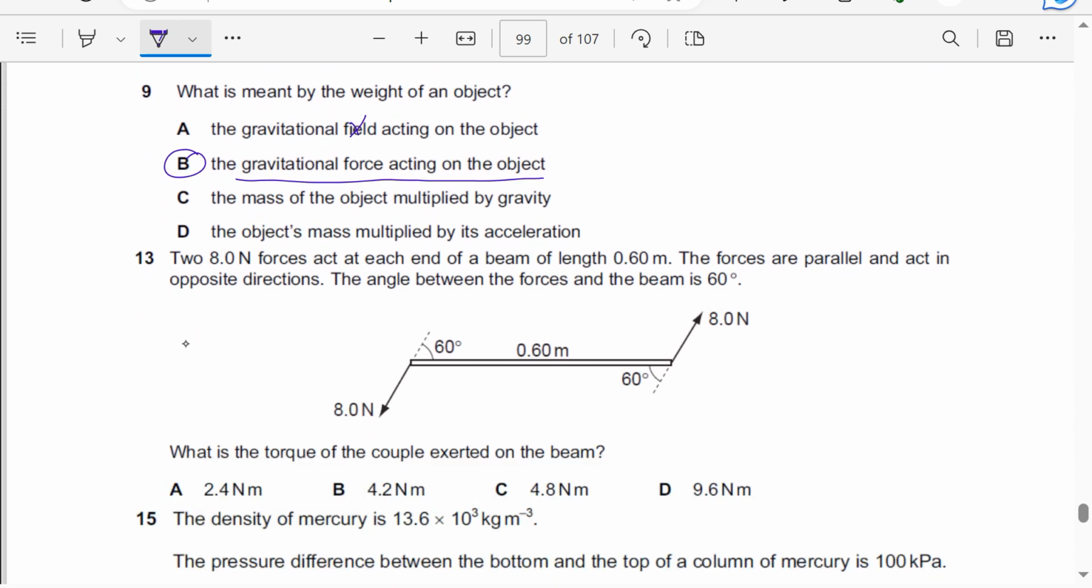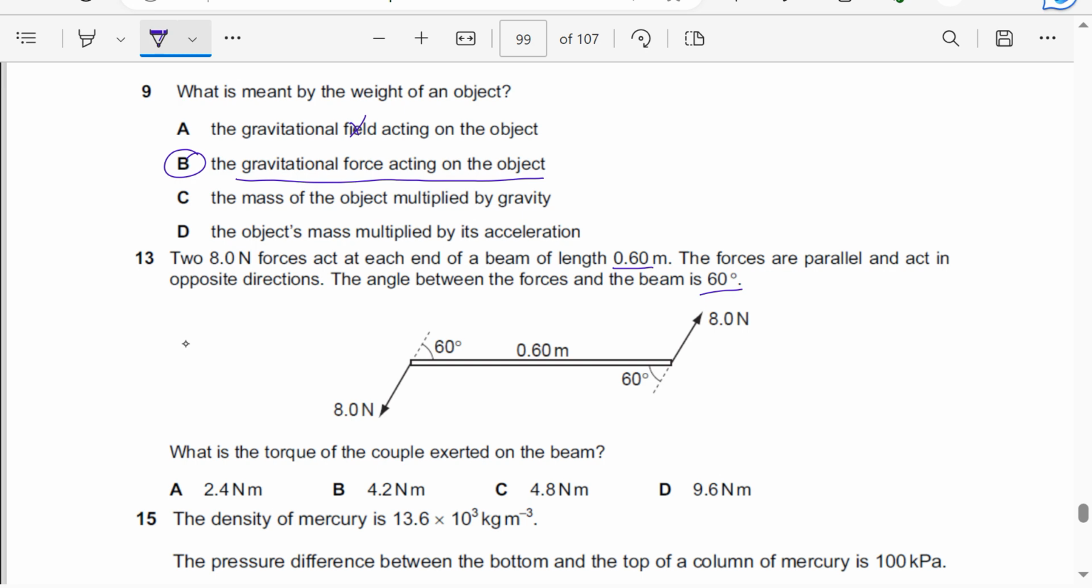Two 80 Newton forces act at each end of the beam of length 0.6 meters. The forces are parallel and act in opposite directions. The angle between the forces and the beam is 60 degrees. What is the torque of the couple exerted on the beam?